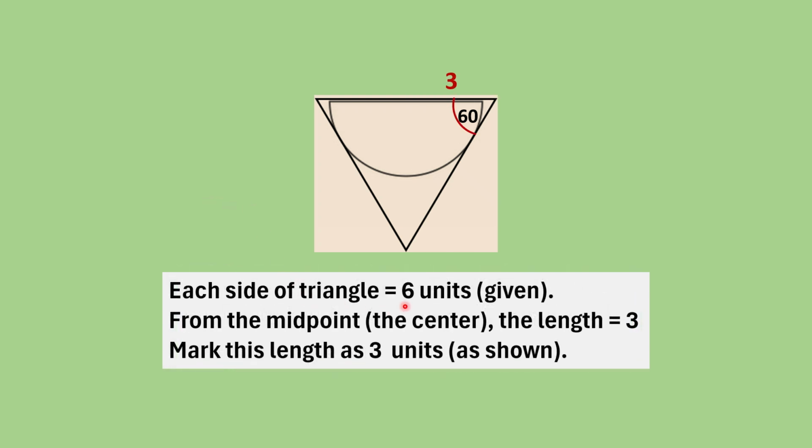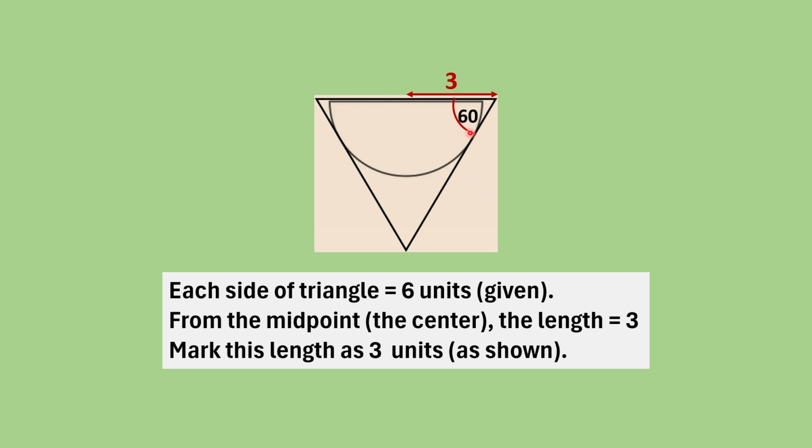Each side of the triangle is 6 units. It was given that the triangle is each side 6 units. So the top is also 6 units. Now we are taking the midpoint. The midpoint of the side of the triangle is also the center of the circle. So if we take the midpoint, half of this side will be 3 units. The full is 6 units. So we are taking half, that will be 3 units.